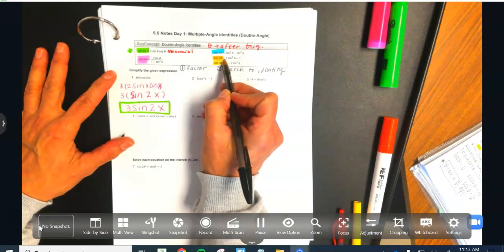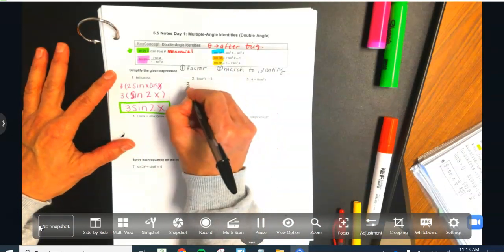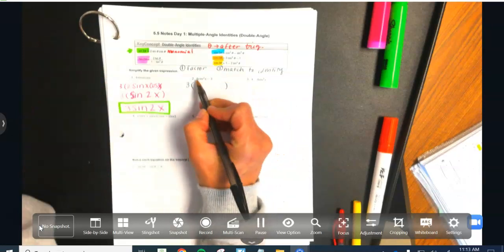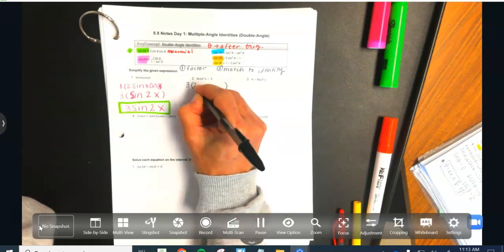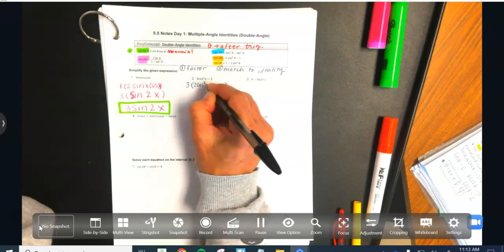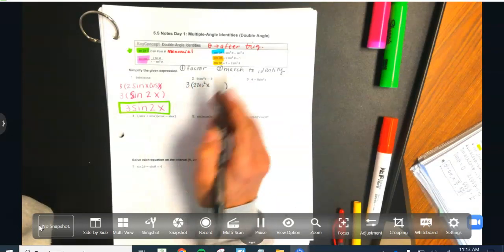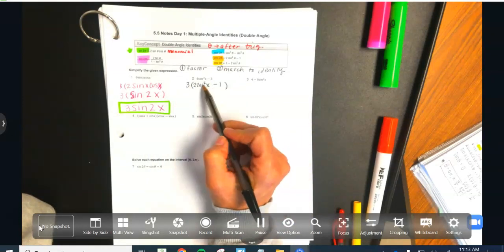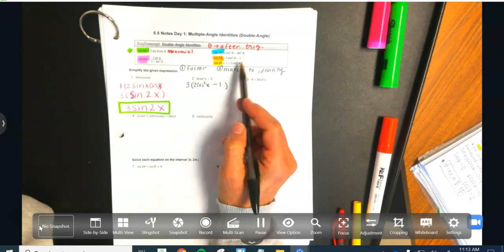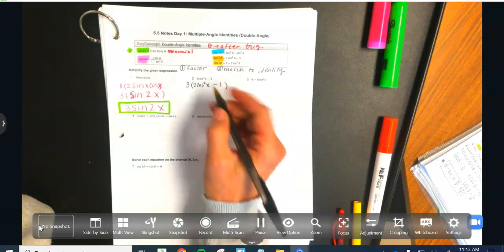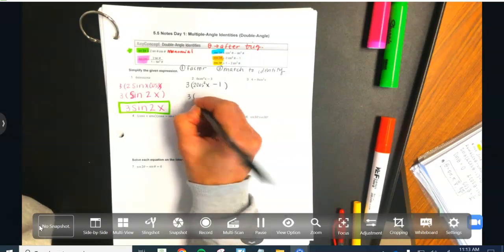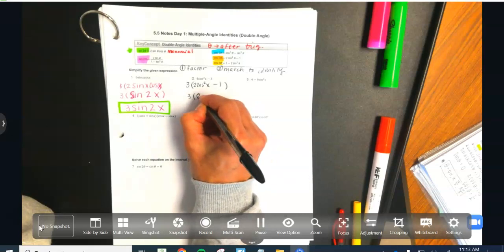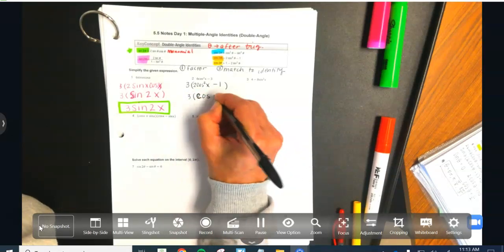So let's go ahead and factor out what would make that a 2. 6 divided by what is 2? A 3. So let's factor out a 3. 6 divided by 3 is 2. And then negative 3 divided by 3 is negative 1. Now, if you notice, this matches it perfectly, which is great. Now we're just going to substitute this side over here. So it's going to be 3 times cosine 2x.